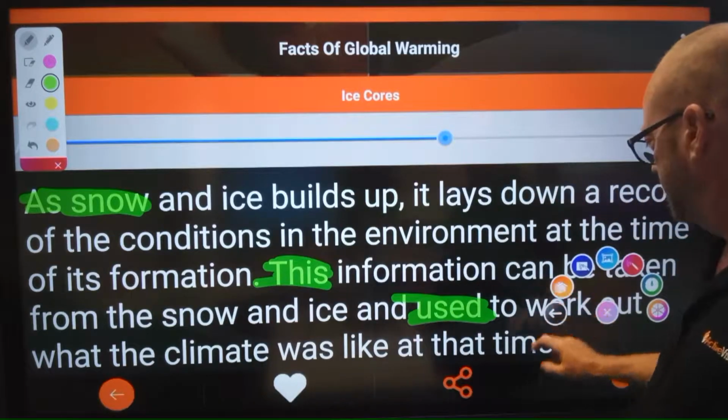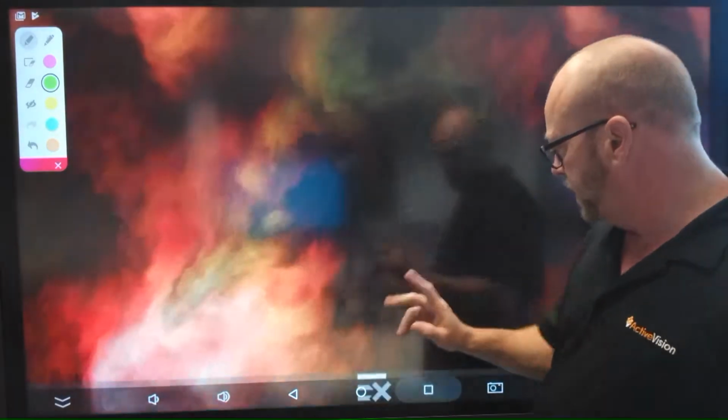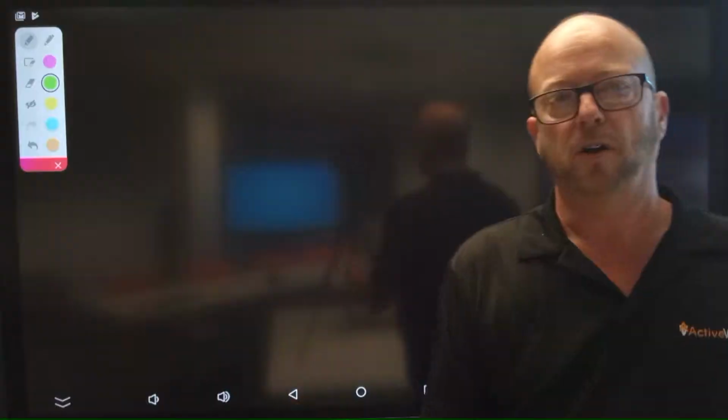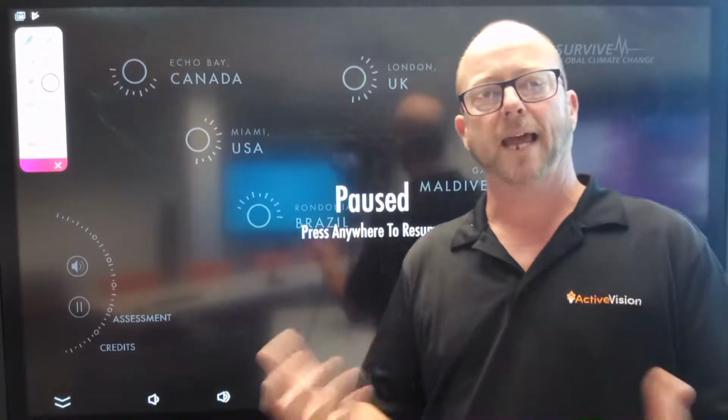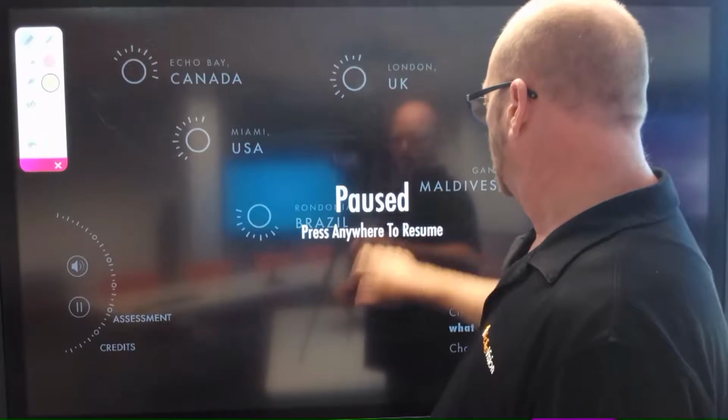Let's go home. The next one to have a quick look at is Survive Global Climate Change, which is always a good idea. Now, this is sort of presented as a bit of a game, but it's not really a game. What it does is it sets up a premise and then gives you some talking points that you can get involved in. So we'll carry on with that one.